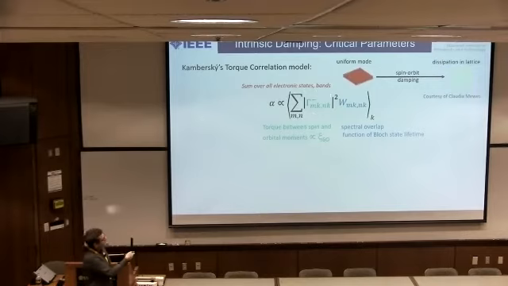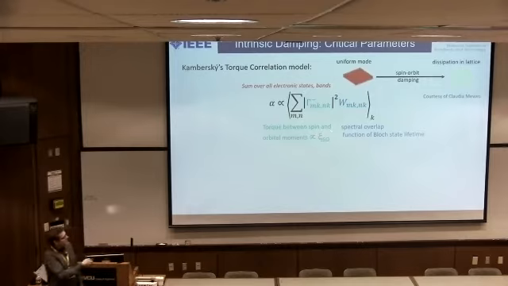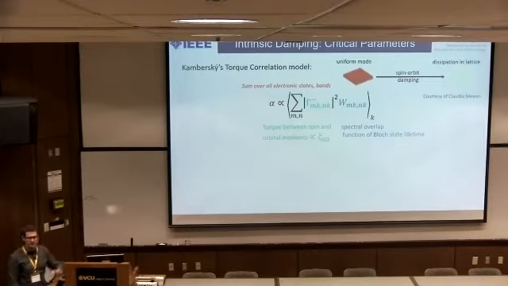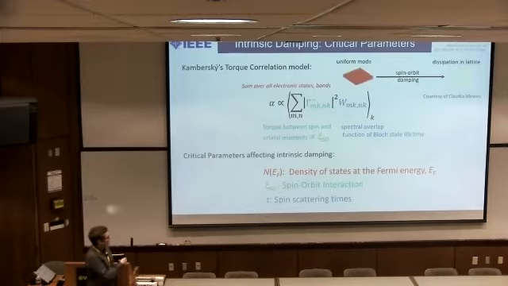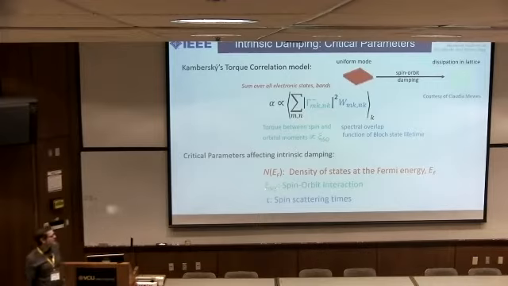We have this torque term here, which is proportional to the spin-orbit interaction. So it has something to do with the strength of the spin-orbit. And then it has the spectral overlap, which is a function of our Bloch state lifetimes. So that's something to do with the lifetime. And indeed, a more thorough analysis of these theories identifies three critical parameters: the density of states at the Fermi energy, the strength of the spin-orbit interaction, and the spin scattering times.